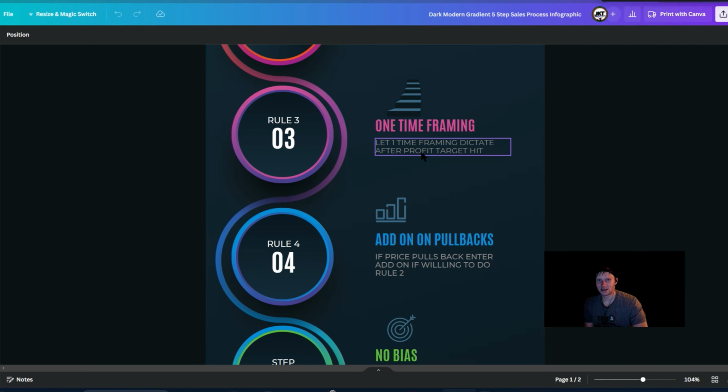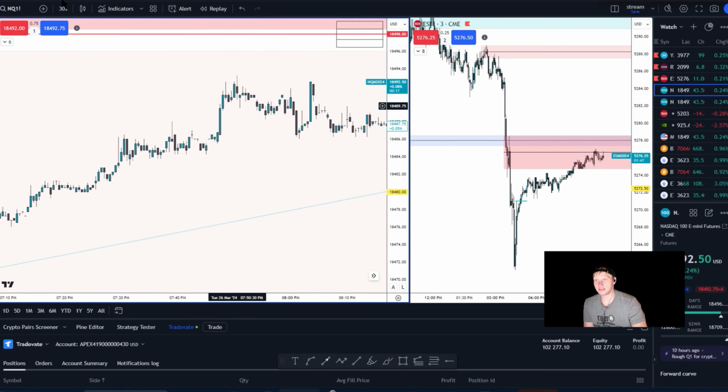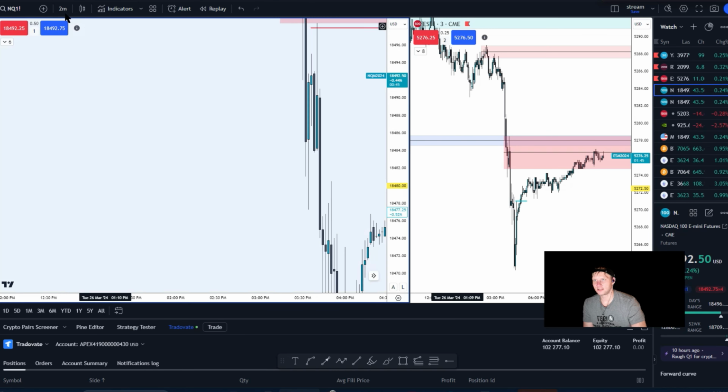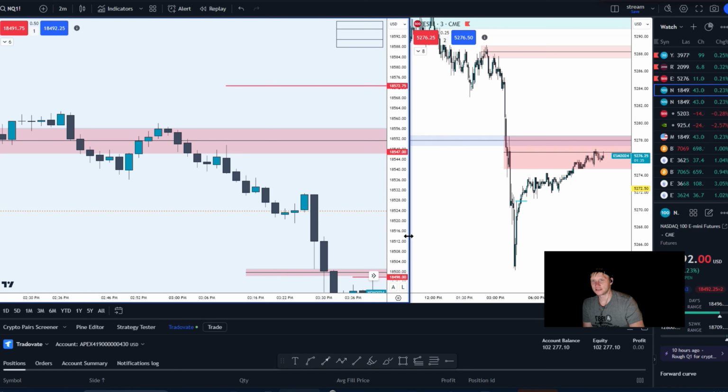All right, one time framing. Let one time framing dictate when you exit after your profit target's been hit. So you guys saw me do that today. Let's go ahead and go back to that price action. Here's a very good example of it.